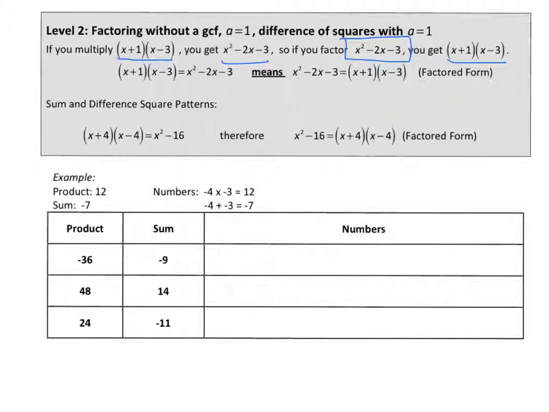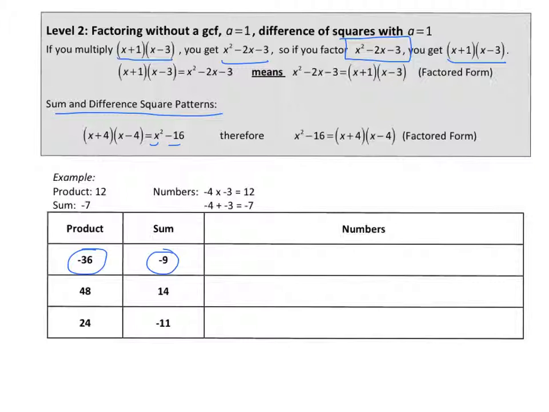And we're also going to be doing a special case called the sum and difference of squares when you have two perfect square terms. And I'll show you examples of these. But before we do this, a good exercise to practice the mental math that you need is finding two numbers that multiply to a certain number, like negative 36, and add to another number, like negative 9.